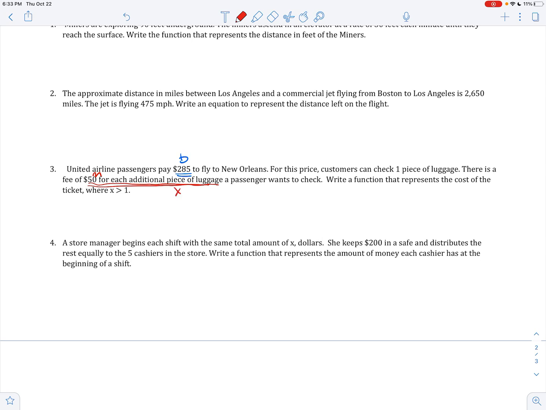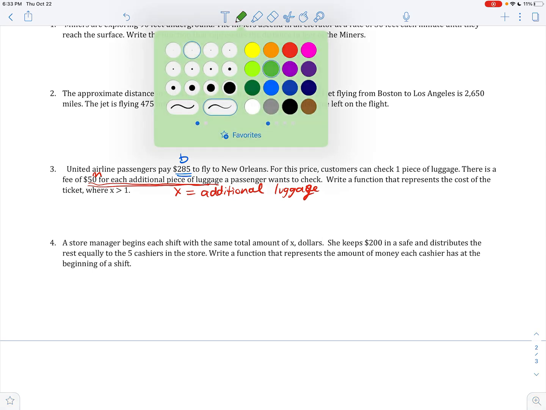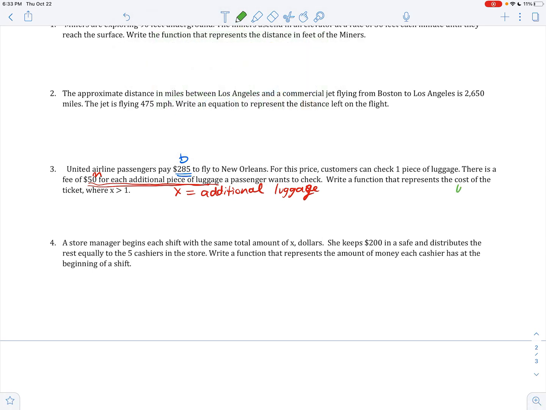X is each additional luggage. And it says write a function that represents the cost of the ticket. This question is representing our y. All right. Y is the cost of the ticket.